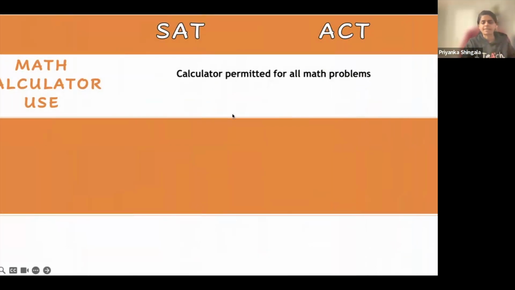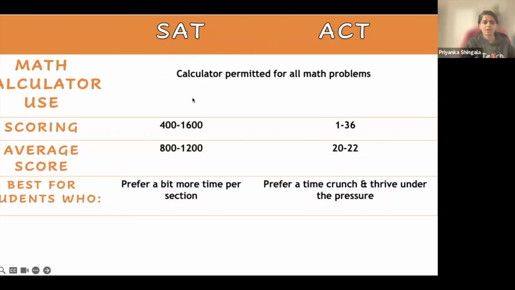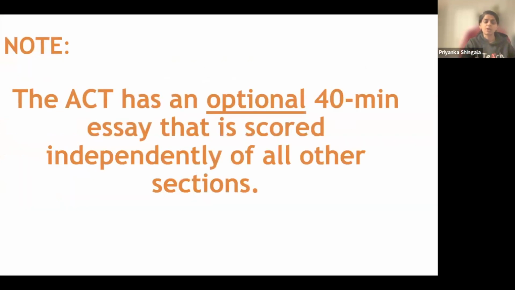All right, like I said, calculator. So now across both exams as of March, so if you're going to take the SAT now in October, November, December, then you still have to follow the old guidelines, which there's no calculator for section 3 in that one. But in the new exam, it's 100% calculator. All right, scoring. I have another slide for this, so I'm just gonna. Oh, and the ACT also has an optional 40-minute essay that is scored independently of all sections. So it's not combined in anything.